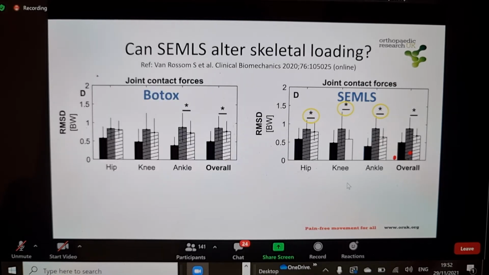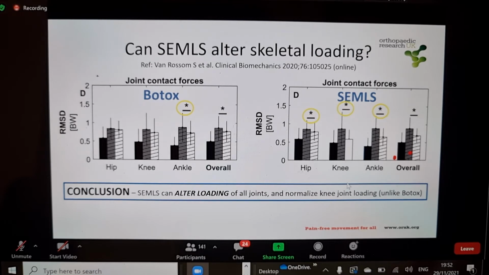Compared to Botox, incidentally, because this was a comparative study, Botox has some effect at the ankle, but cannot affect joint contact forces, skeletal loading, essentially, elsewhere in the skeleton. So the conclusion, orthopedic surgery can alter the loading of joints. So why is this important?